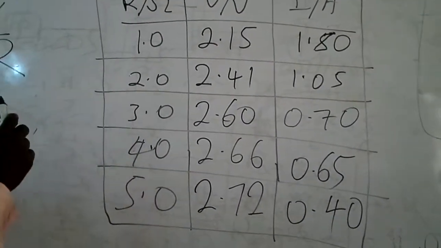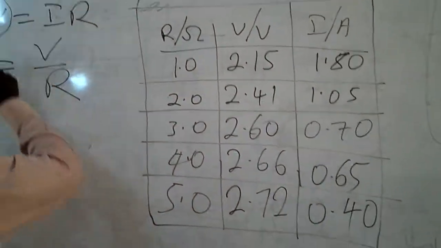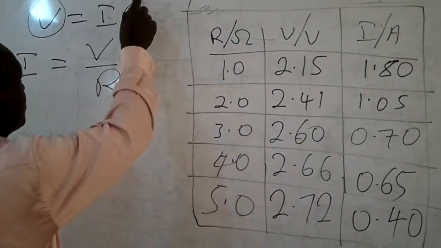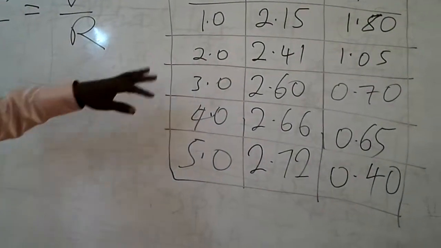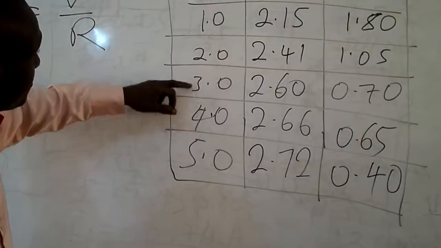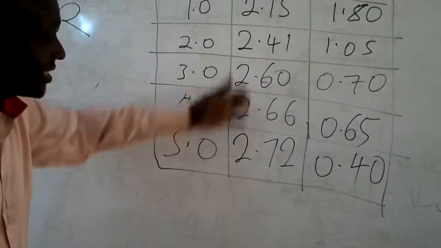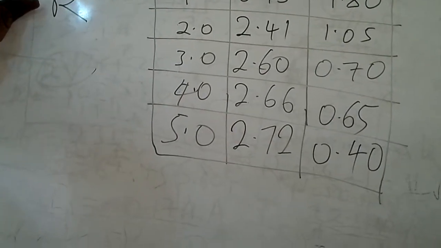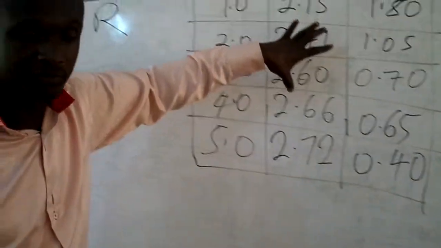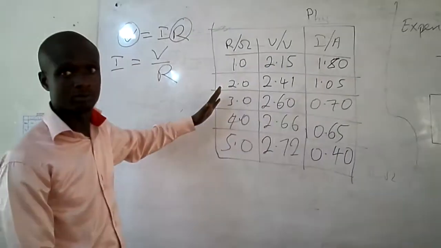This is a mathematical equation, and the voltage is directly proportional to the resistance. As the resistance increases, the voltage also increases. As direct variation, as you can see, the values that we have got from our setup verify Ohm's law.